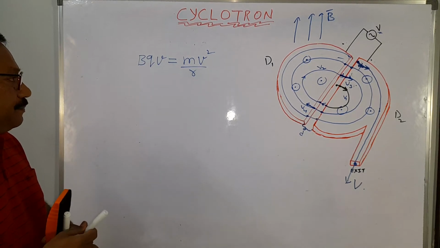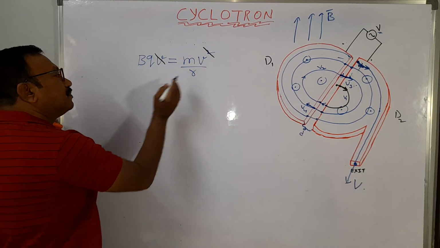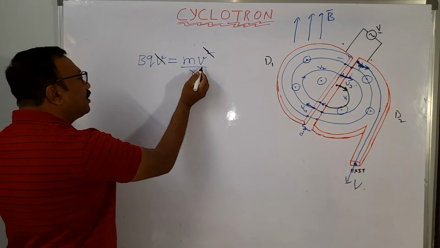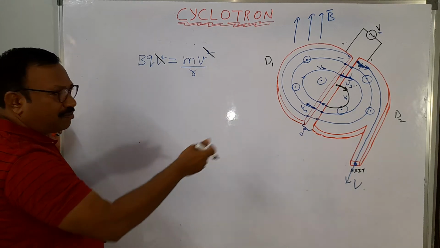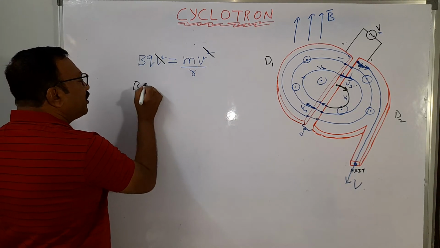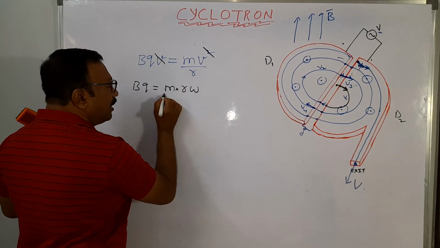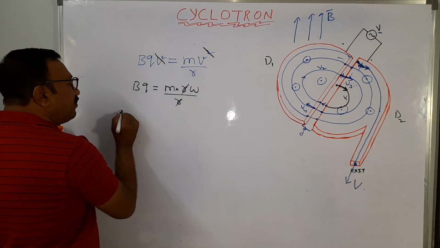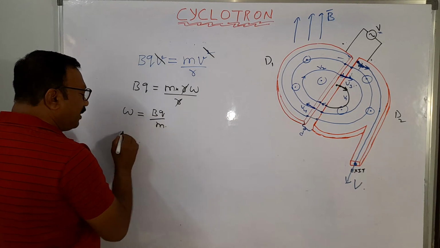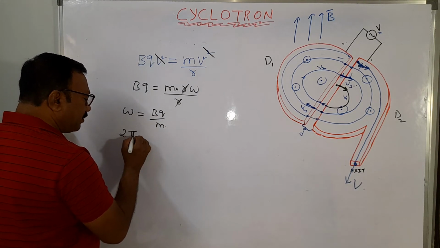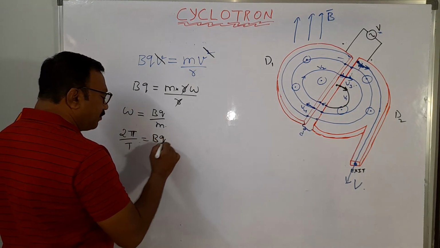So here, as I said, this is cancelled and the radius is obtained, but I wanted to find the time period and frequency. Regarding v and r, I already discussed. v and r are proportional. So what I do now is BQ is equal to m times v, and v is written as r omega, divided by r. Therefore, the angular velocity is equal to BQ by m. And omega is written as 2 pi by T. And this is nothing but BQ by m.